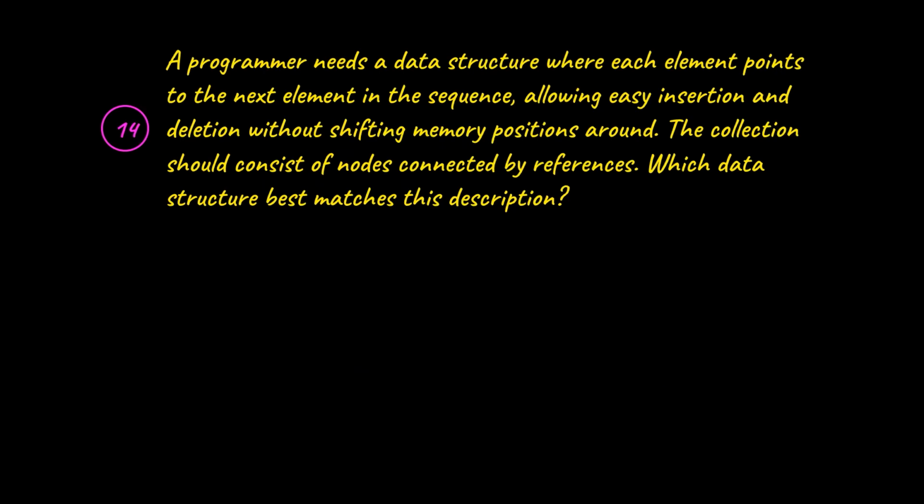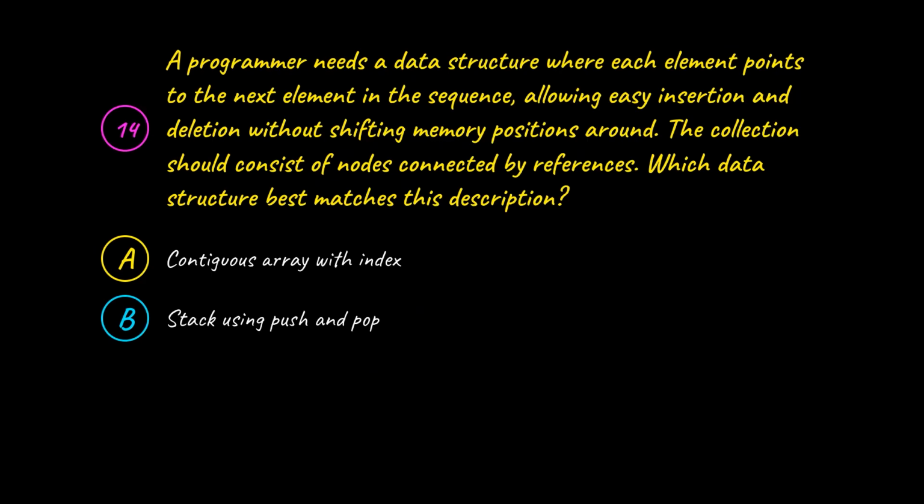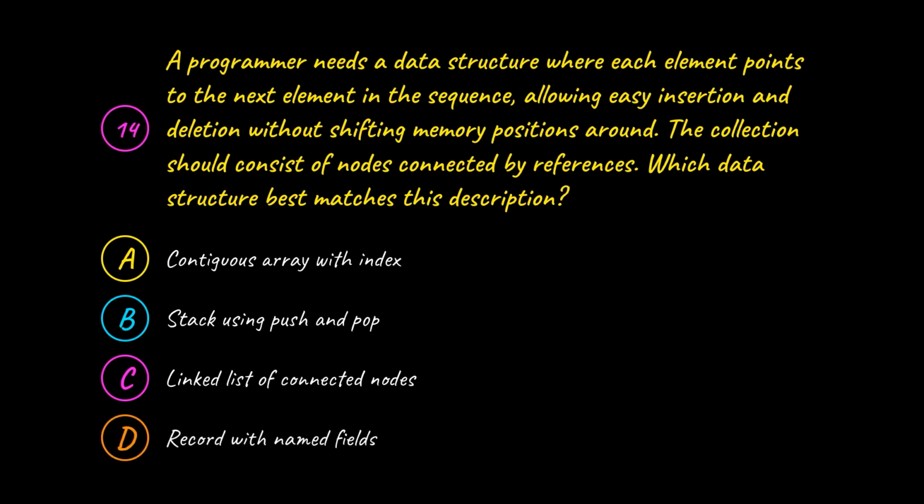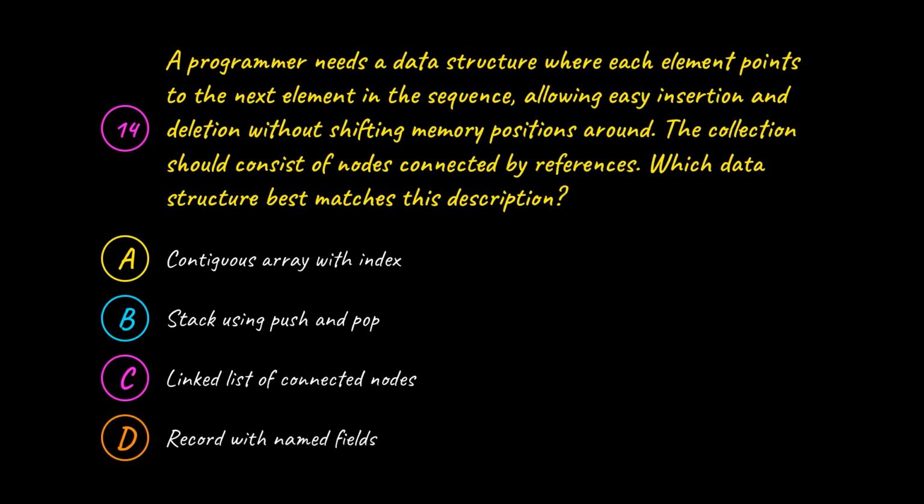Your options are A. Contiguous array with index. B. Stack using push and pop. C. Linked list of connected nodes. D. Record with name fields. Which would you go with? Lock it in before the reveal.